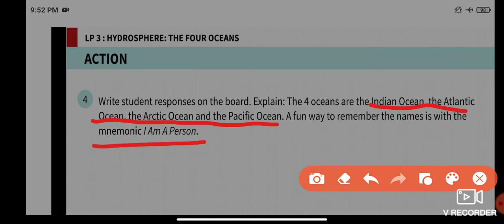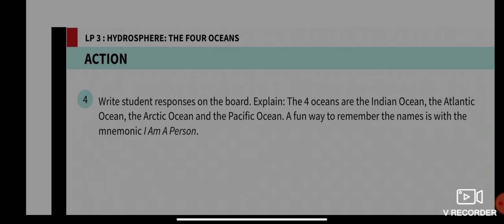A fun way to remember these names is a mnemonic: I am a person. I for Indian Ocean, M for Atlantic Ocean, A for Arctic Ocean, P for person, for Pacific Ocean. So that is how you learn. I am a person.